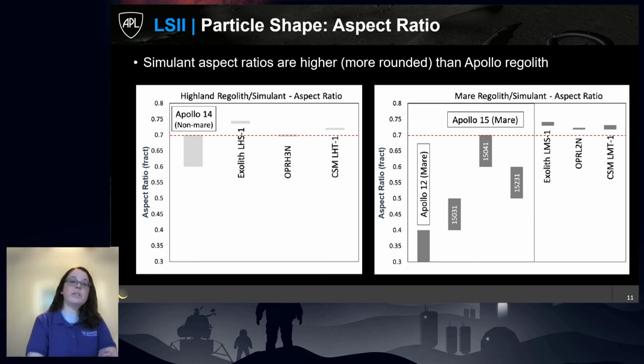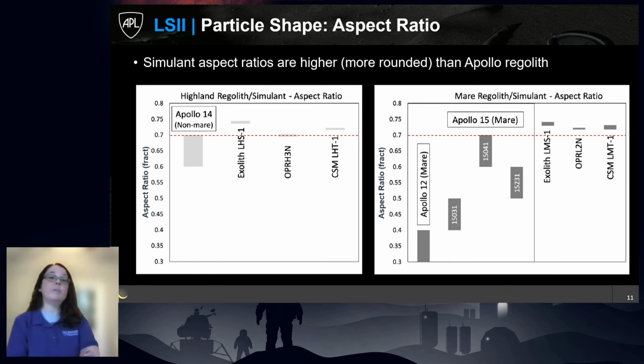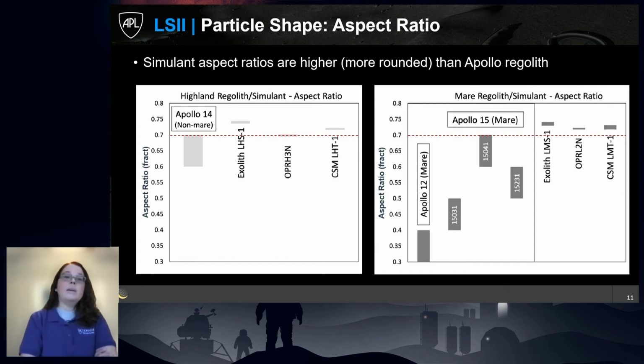And this is the results of the aspect ratio. On the left, I have the Highland simulants. On the right, I have the Mare simulants. I am comparing them to the Apollo samples, which are shown in those large gray bars. One thing you'll notice is that the simulants are still a little bit more round than the aspect ratio that we get for Apollo samples.